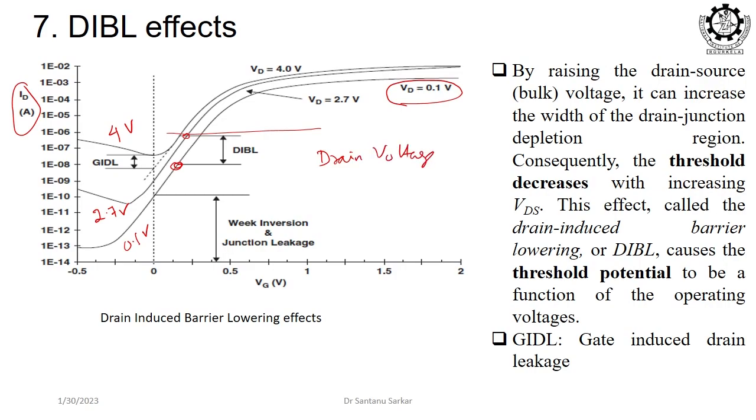So, just this difference in current is happening because of the drain voltage. Why is this happening? Because the drain voltage is helping to reduce the barrier. What is that barrier? Threshold voltage. Your expression, what is your expression? I is proportional to VGS minus VT, or VGS minus VT whole square, right. So, if your VT goes down, your ID goes up, and that is happening here. So, this effect is known as drain induced barrier lowering.